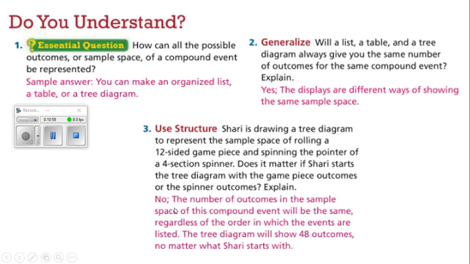Well, does it matter? It says no. The number of outcomes in the sample space of this compound event will be the same regardless of the order in which the events are listed. The tree diagram will show 48 outcomes no matter what Sherry starts with. Hey, I got that one right.